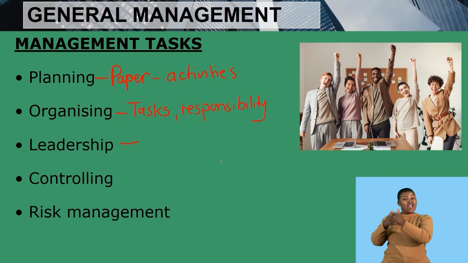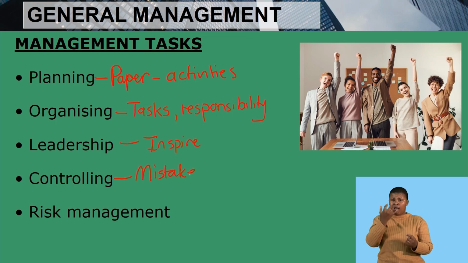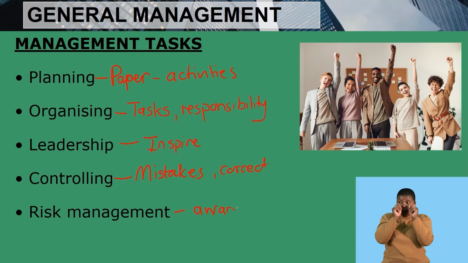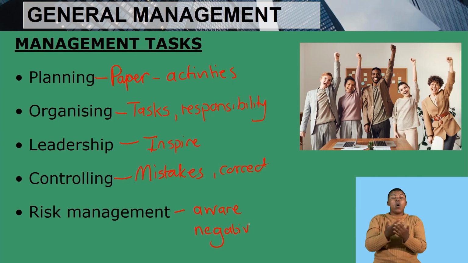Then is where the leadership starts, where they will inspire people to work at a specific level and standard for us to achieve our goals. While they are doing their tasks, we will control. So we will see, are there any mistakes being made? And we will help them to correct these mistakes. Along with these basic four tasks, management is also responsible for risk management, where they should be aware of everything that can have a negative impact or that can prohibit the business from reaching its goals. As risk management, they need to see these challenges and be proactive to try and prevent them from damaging our success. So that is it for general management.